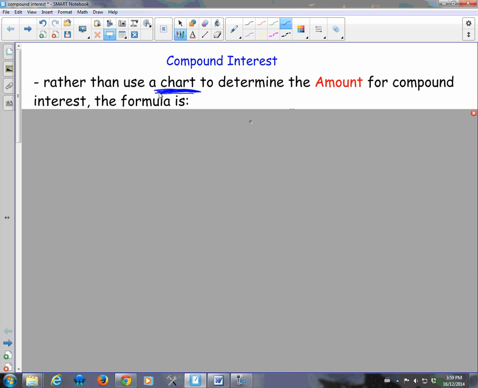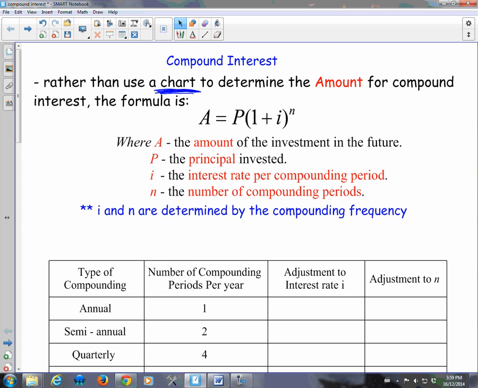Rather than use a chart like we just did to determine the amount for compound interest, we can use a formula that does the same thing, so we don't have to have a whole table full of information. The formula, once I get my board to work, here we go. The formula is A equals P bracket 1 plus i, to the exponent n.